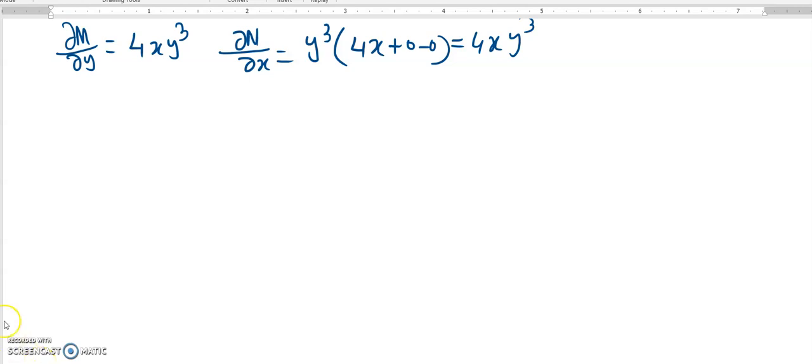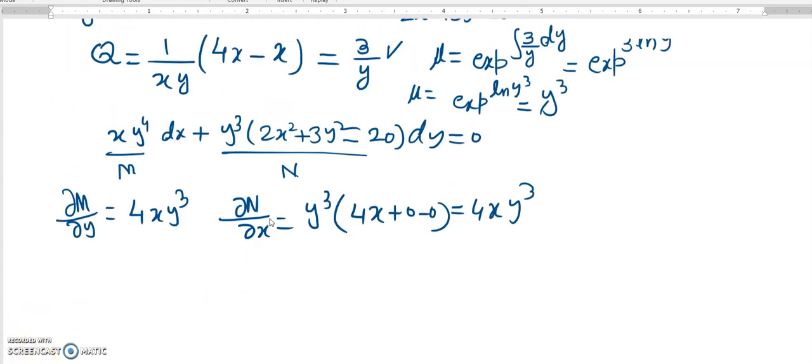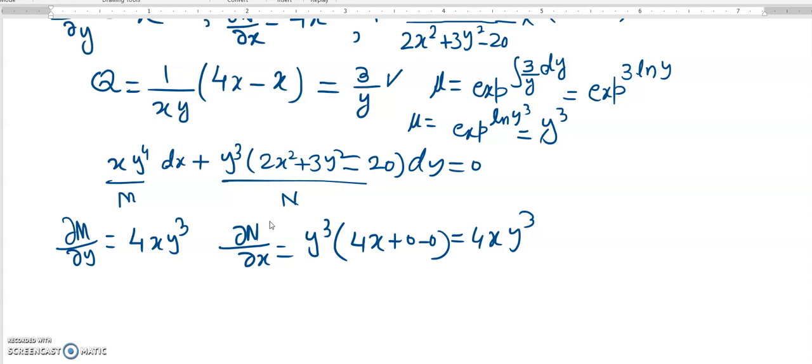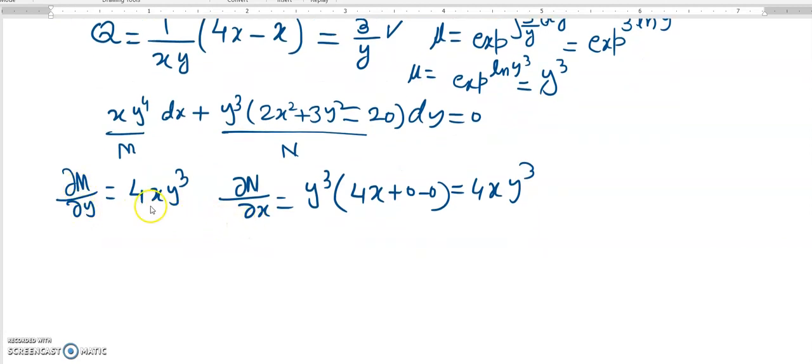So in the previous video clip, we made the non-exact equation exact. Now we have partial M over partial y and partial N over partial x, both equal to each other. So for an exact equation, where do we start? Since the equation is exact, we start from the solution function.